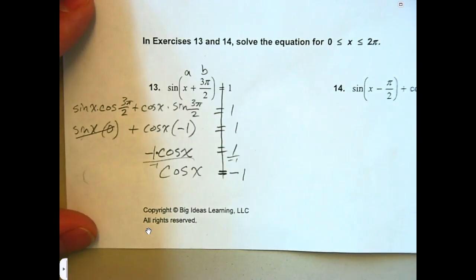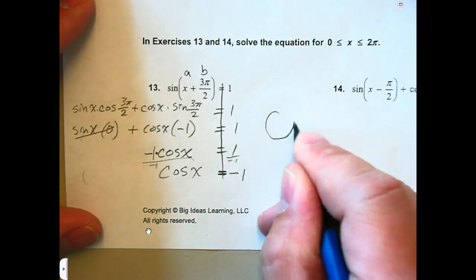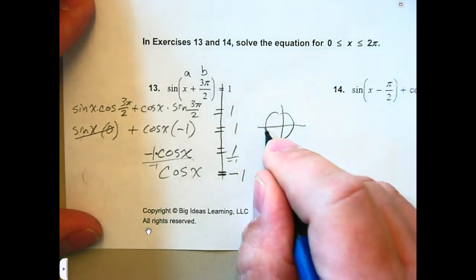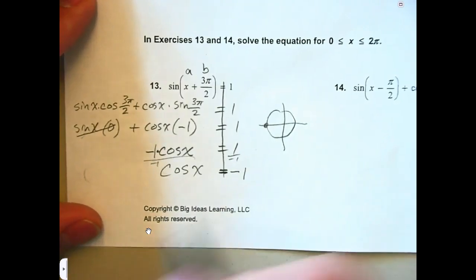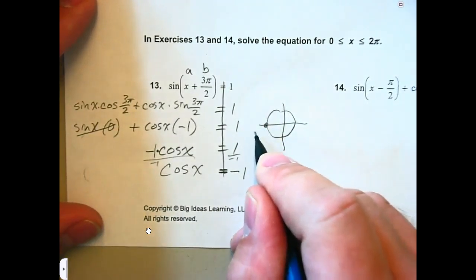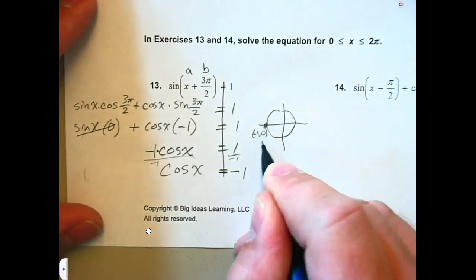Oh, I know this. What radian measure? Think of your unit circle. Good, it is pi. That's the worst unit circle I've drawn in a long time. Okay, but it's right there. This is negative 1, right there.